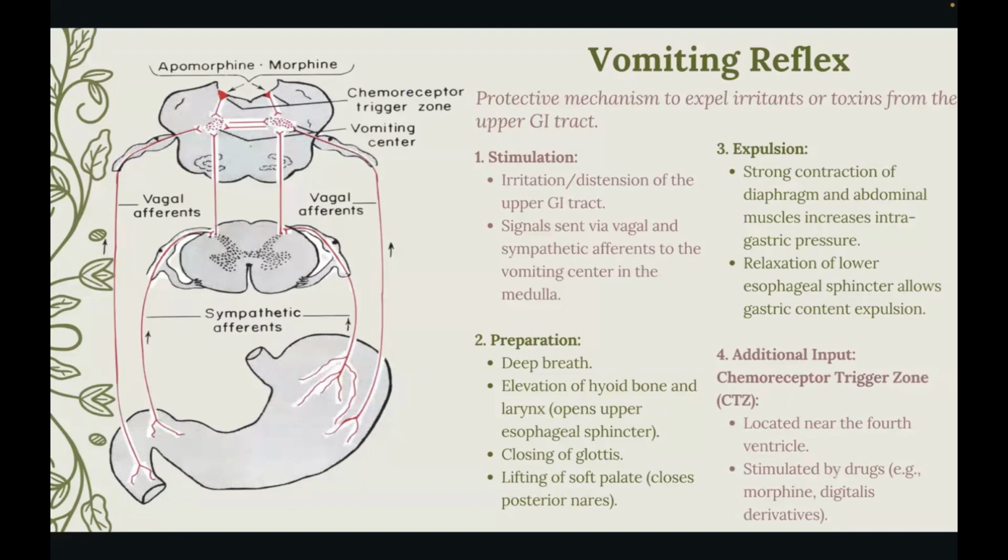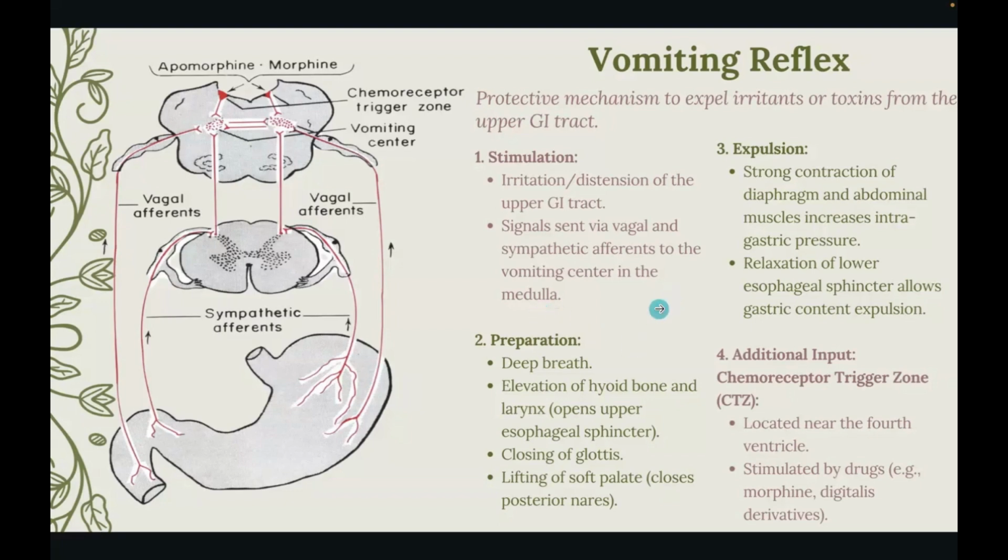Because when you vomit, you don't want the vomit to go from your nose. Like you don't want that. This is why the soft palate goes up. At the same time, we don't want the vomit to go to our trachea. This is why the glottis closes over the trachea, the airway passage. So, you have elevation of the hyoid bone and larynx, lifting of the soft palate for the nasopharynx or the posterior nares, as well as closing over of the glottis over the airway passage.